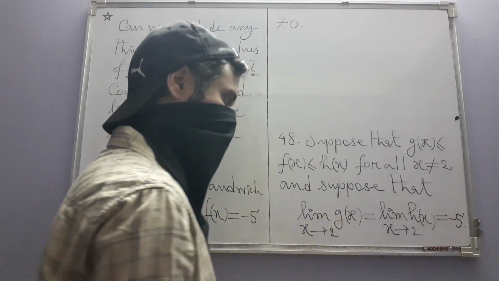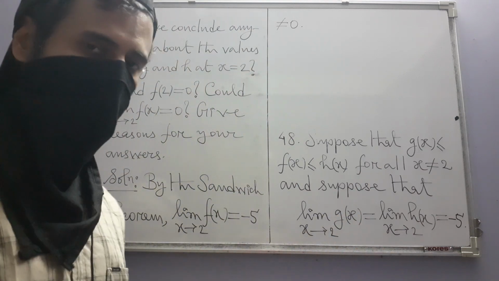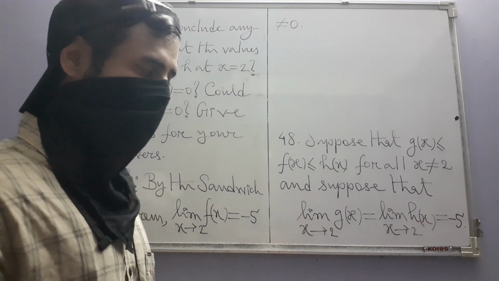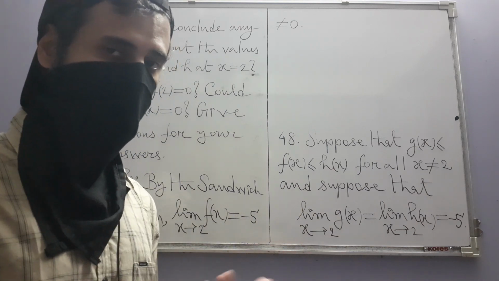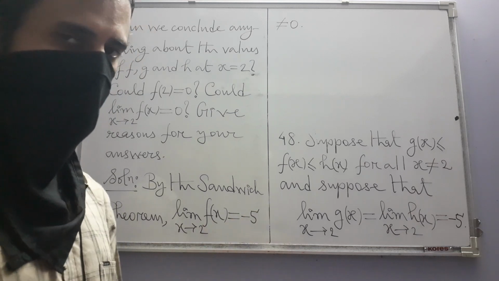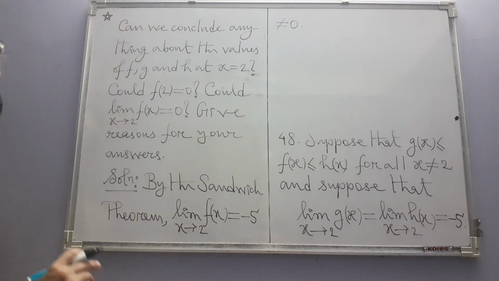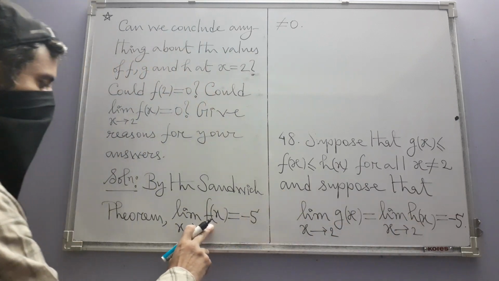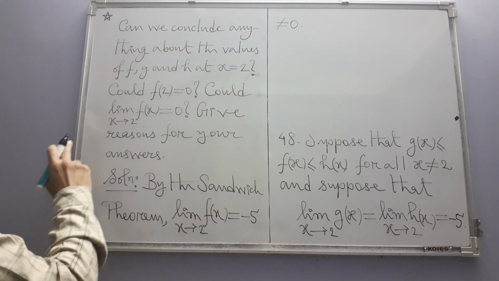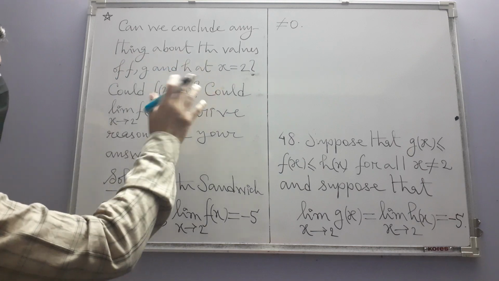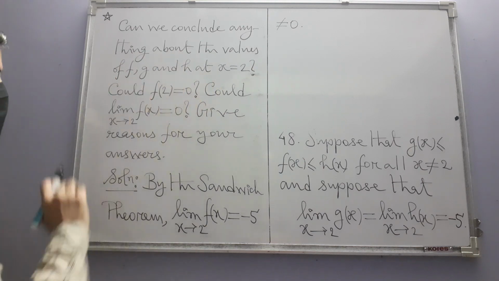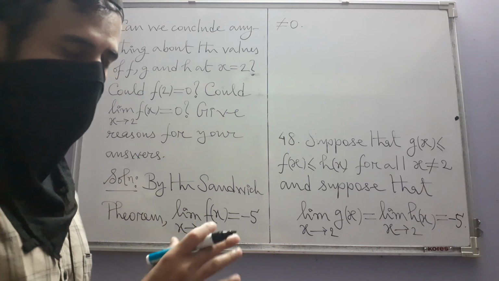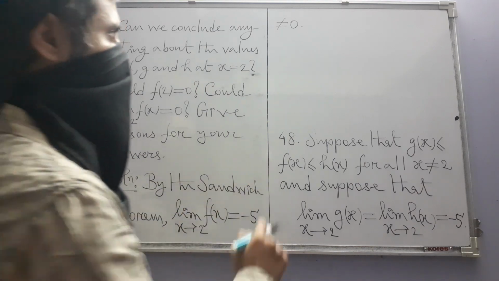G of 2 can be anything. It can be minus 5, or it can be something else, or it in fact may be nothing. That means it's not defined. G is not defined at 2. And the same is the case with h and also f. So we cannot say anything about the values of f, g and h at x equal to 2 from the knowledge of these limits.